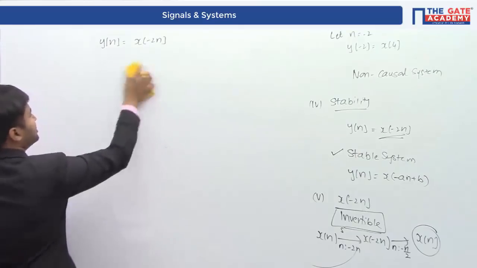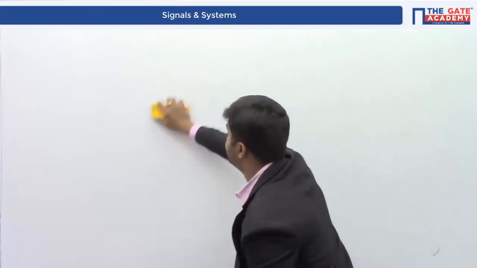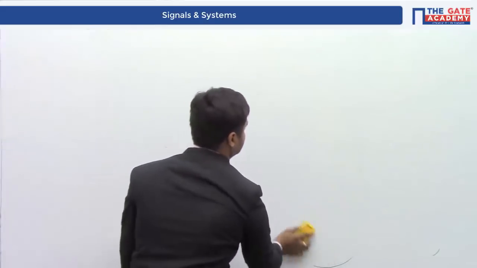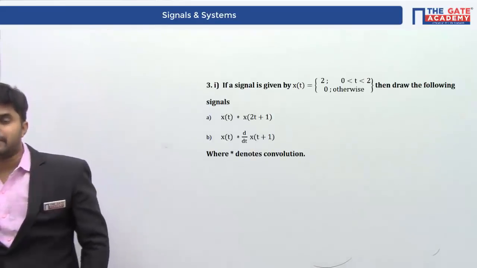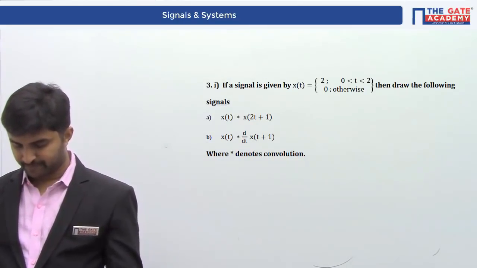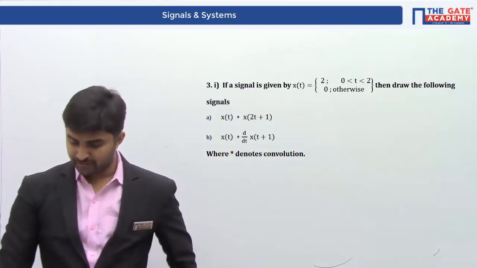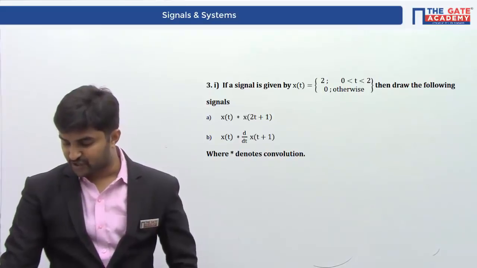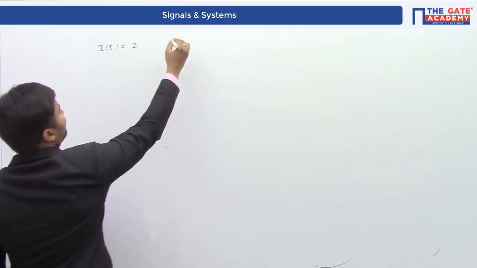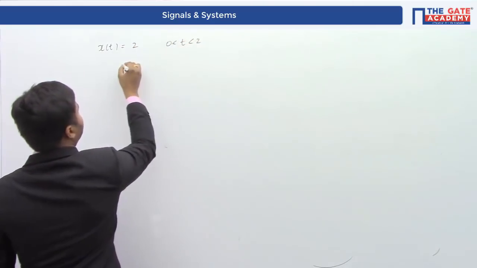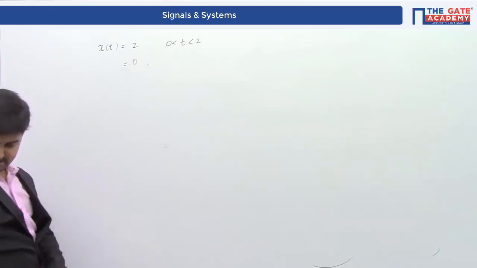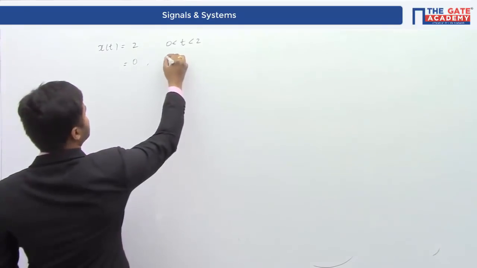Now let us discuss the third question. It is from the chapter on LTI systems, where we will majorly discuss the concept of convolution. In this question, we have a signal x of t equal to 2 for t between 0 to 2, and it is 0 otherwise.